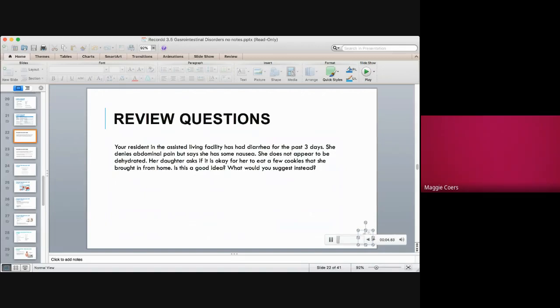Okay, so here's a review question. Go through this review question and see what you would suggest. She has abdominal pain. She's not dehydrated. Her daughter asked if it's okay for her to eat a few cookies that were brought in. Is that a good idea? And what would you suggest? Okay, diarrhea for 3 days with no abdominal pain. What do you think is going on? And how would you try to manage the symptom and prevent dehydration from the diarrhea?